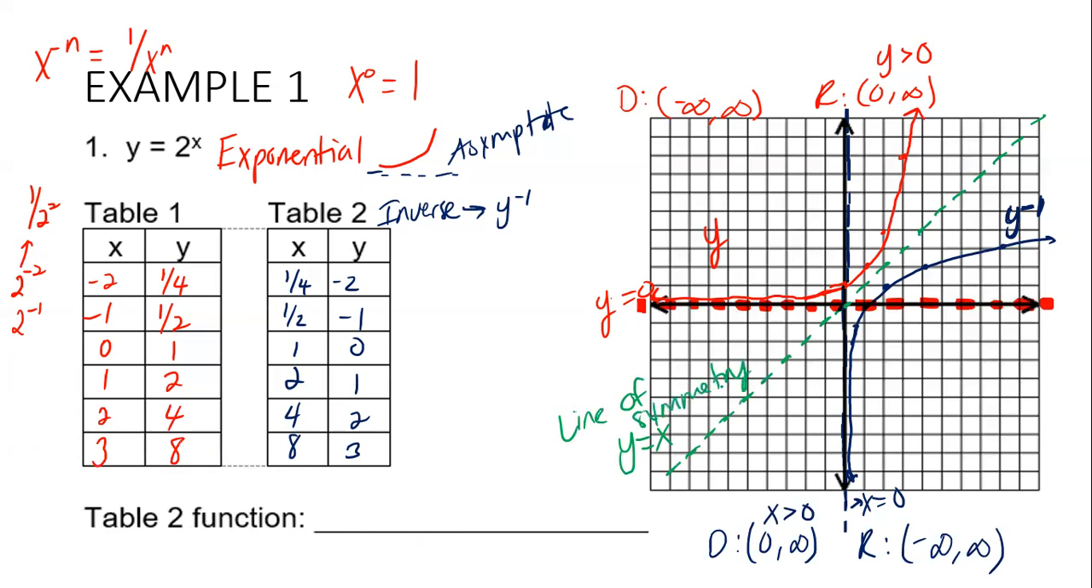Okay. And if they don't reflect over that, then they are not inverses. We know they're inverses because we made them inverses, right? Okay. So table 2 function, looking at the graph that we created, what kind of function is that? It's not quadratic. That is more like a parabola to me. No. Nope. Yeah.